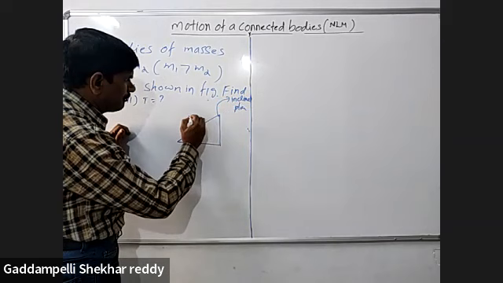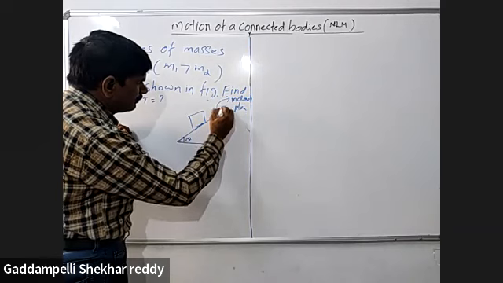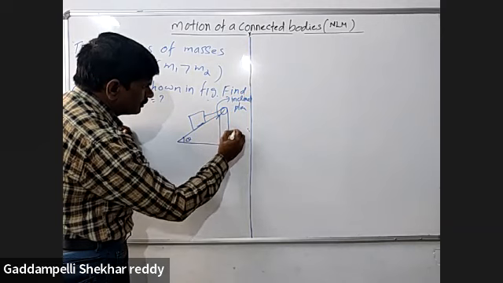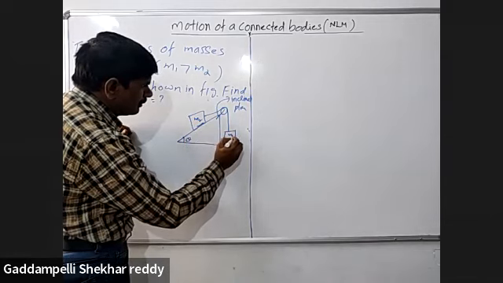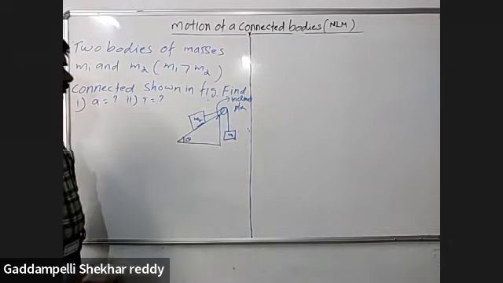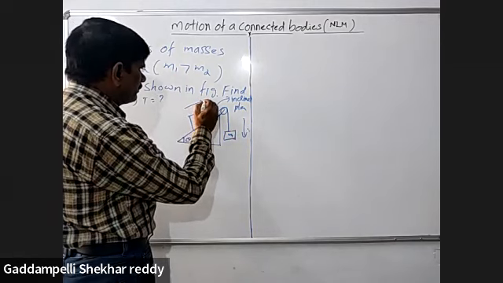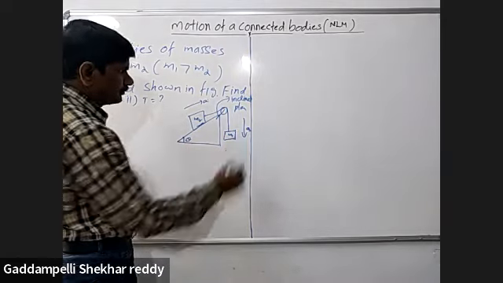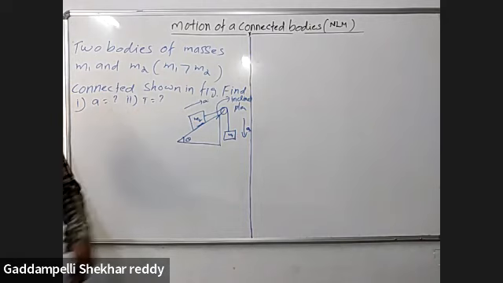A block of mass M2 is placed on the inclined plane, which is fully fixed. The second mass, M1, is suspended vertically. Here M1 is greater than M2, so the motion is vertically downward for M1 and upward along the inclined plane for M2. Here also we are asked for the acceleration of the system and the tension in the string.